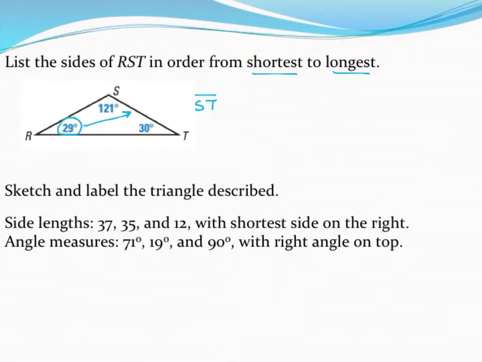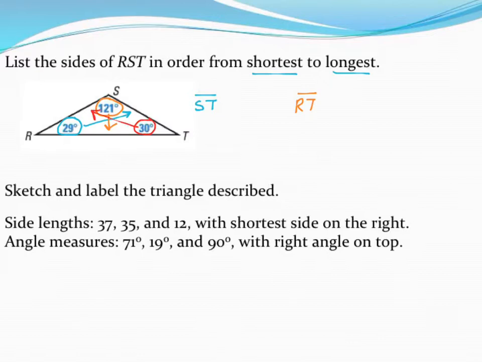The opposite of that is also true. If I want to find my longest side, well, in this case it's pretty obvious what the longest side is, but mathematically it works out that since 121 is my biggest angle, that's going to be opposite my biggest side. So side RT must be the longest side. And then of course the middle side will be what's left over, but it's also again going to be that side that's across from the middle size angle.